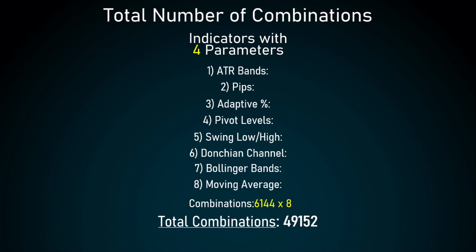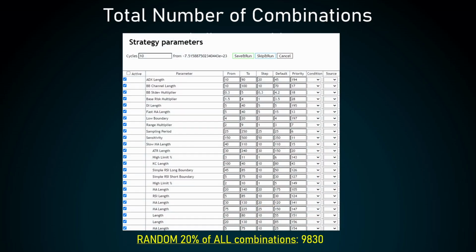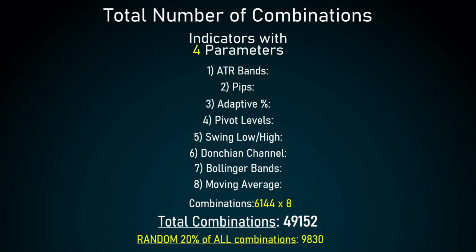Instead, I used a random parameter testing approach, which helps find statistically significant edges without the need to test every combination. This way we are still able to identify the best performing stop loss indicators based on multiple conditions. I tested 20% of all the combinations randomly. This means that the tool I use for backtesting will change the parameter values of the strategy scripts randomly and will test altogether 9,830 combinations instead of the 49,000.